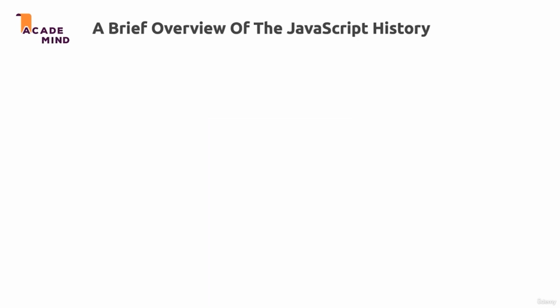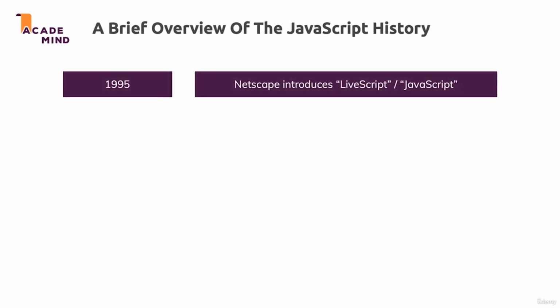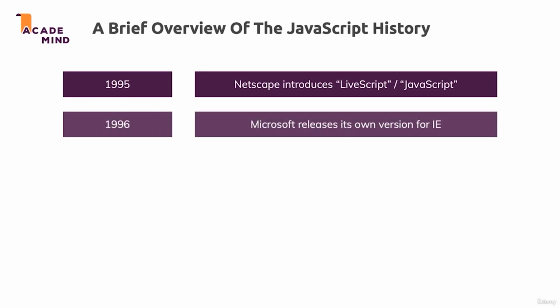So now that we know what JavaScript is and where it runs, let's have a very brief overview of the JavaScript history so that you know how it evolved over time. In 1995, Netscape introduces LiveScript, which thereafter was renamed to JavaScript. Now, in 1996, Microsoft also released its own version of JavaScript in Internet Explorer. So same idea, generally same syntax, but also differences. So we already had an issue there.